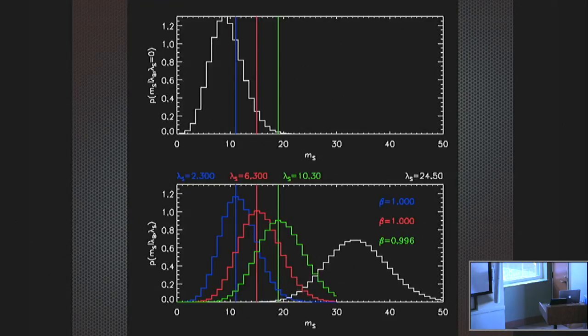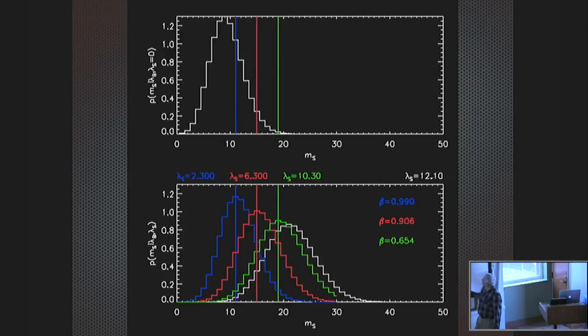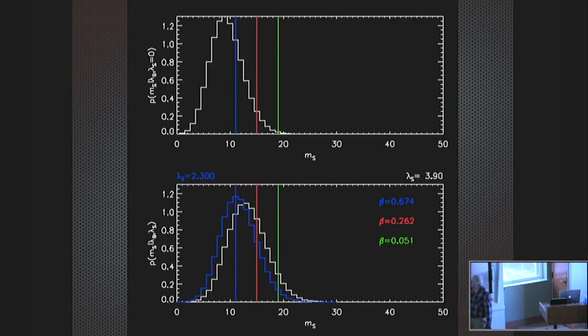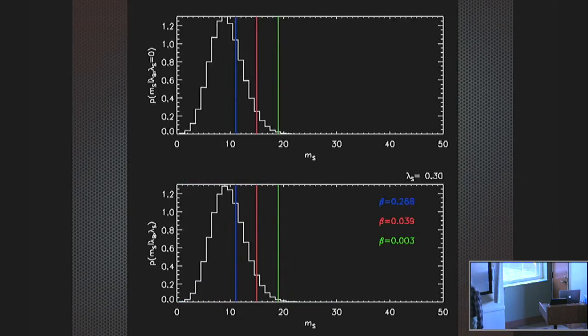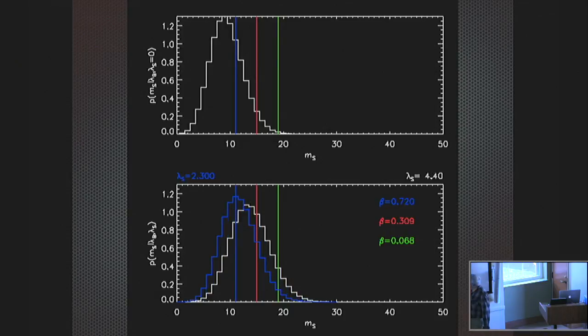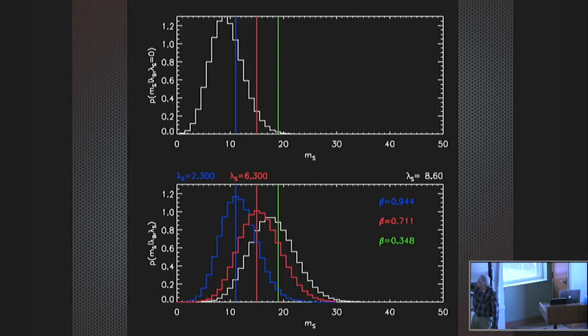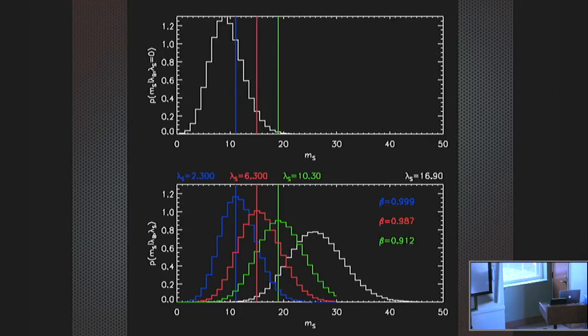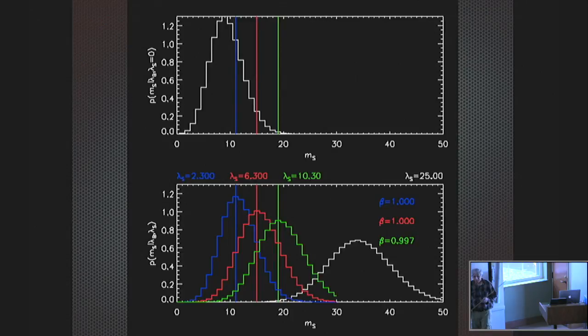Lambda b you get from the observation as before, and lambda s you vary according to this value. Beta is telling you how much of the power is above the threshold, and these values are where it actually hits the threshold.